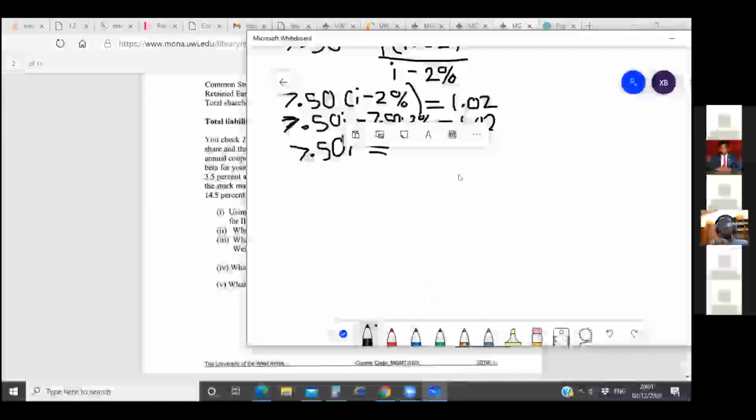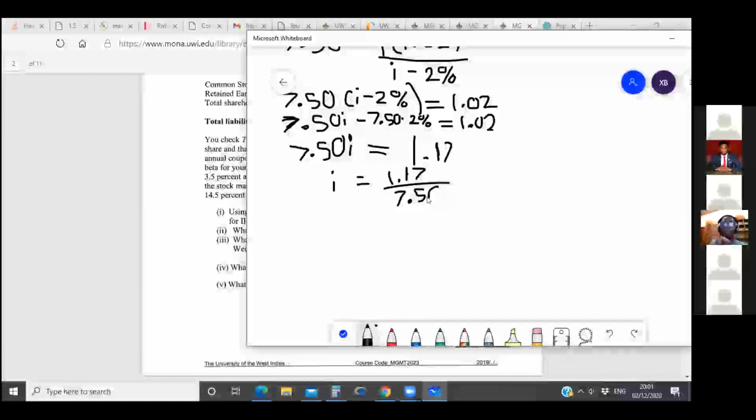Now, let's assume that the dividend was $1. So dividend equals $1. We saw earlier in this question that the share price is actually $7.50 per share. Share price equals 750.